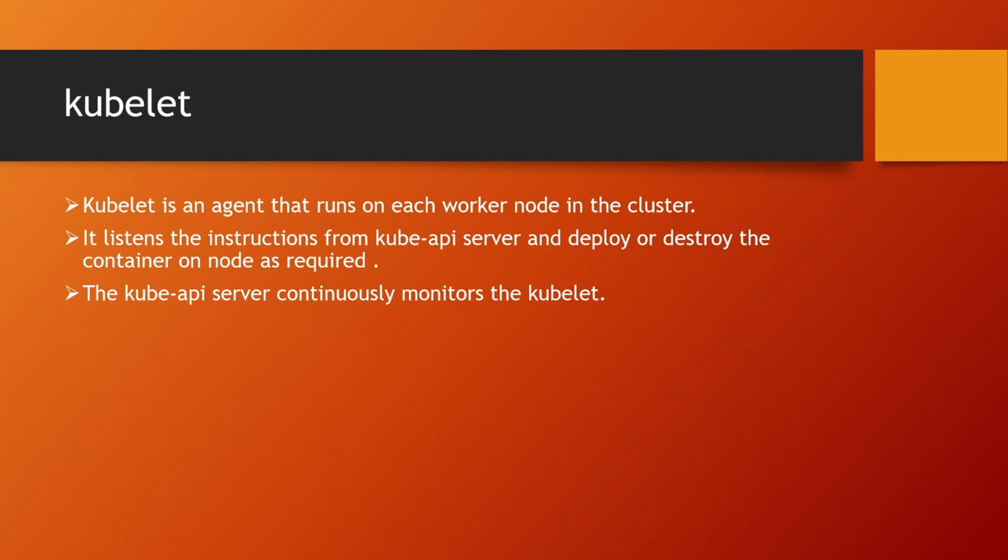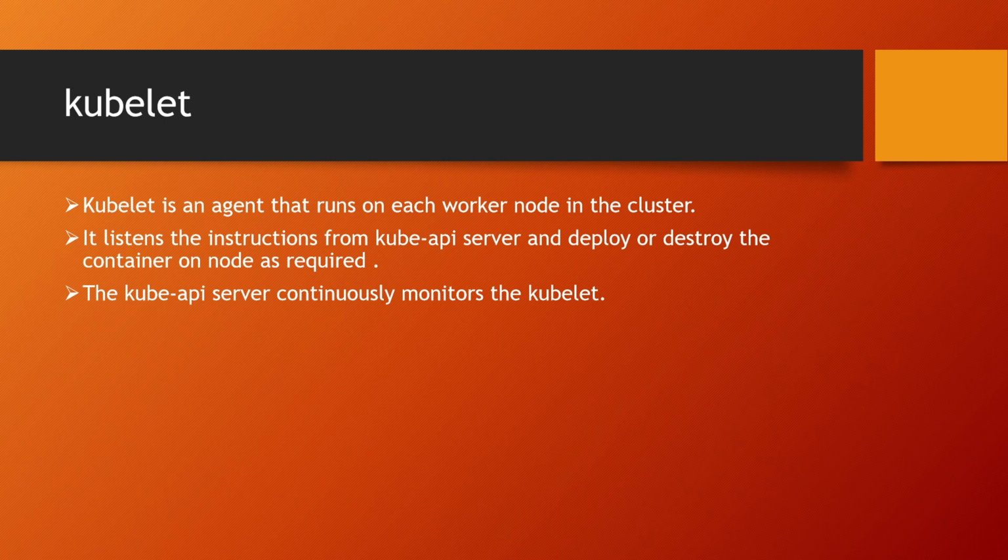Okay. Now the next component is Kubelet. What is Kubelet? Kubelet is basically an agent that runs on each worker node in the cluster. It listens to the instructions from the Kube API server and accordingly deploys or destroys containers on the node as per the requirement. The Kube API server continuously monitors the kubelet.